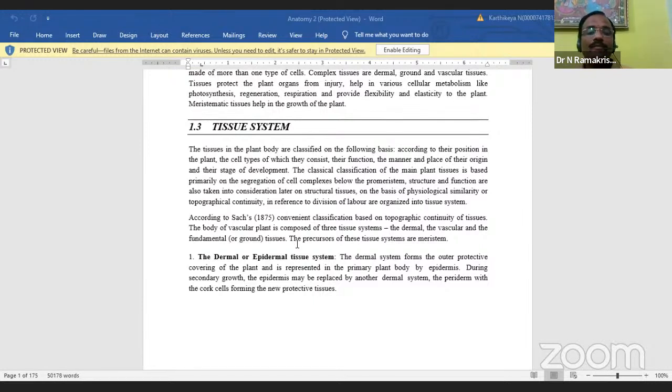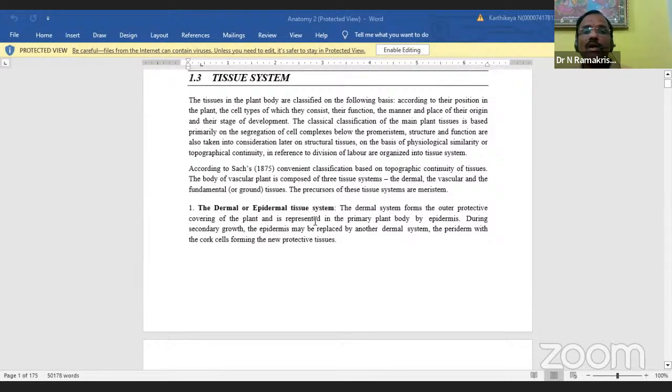So here, the first one is the epidermal tissue system, the dermal system, the outer layer. It is a protective covering of the plant and is represented in the primary plant body by the epidermis. During secondary growth, the epidermis may be replaced by another dermal system called the periderm, with cork cells forming the new protective tissues. So this is the epidermis. One more important point is there.